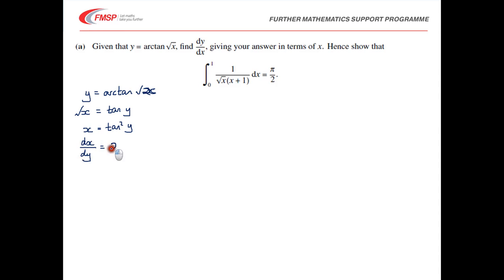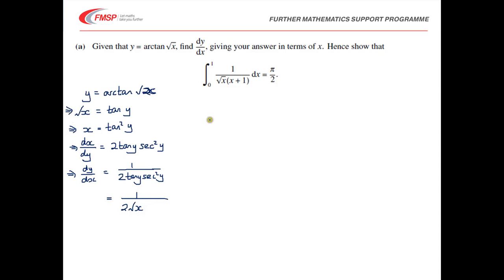Use the chain rule, that's 2 tan y, and differentiate tan, you get sec squared. Turn that upside down, dy by dx is therefore 1 over 2 tan y sec squared y. However, I need that in terms of x, not in terms of y, so I need to substitute back. Tan y is easy, that's root x.